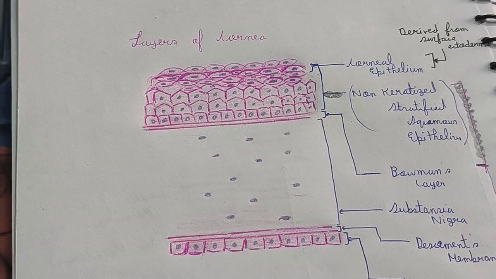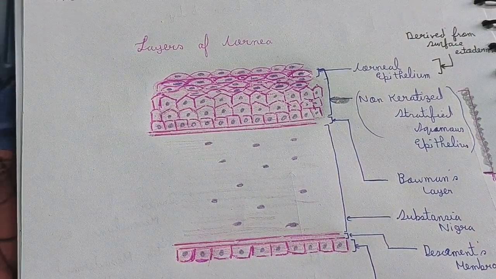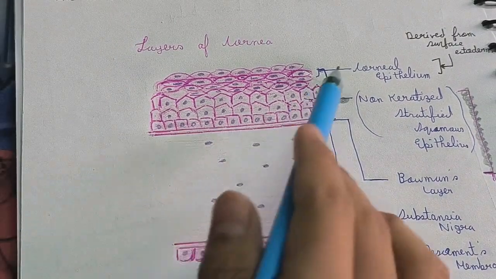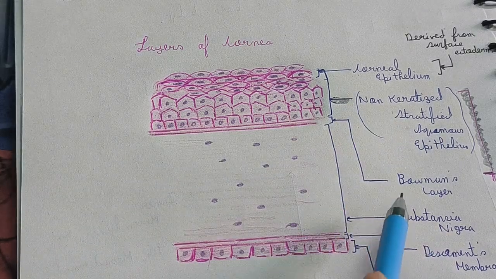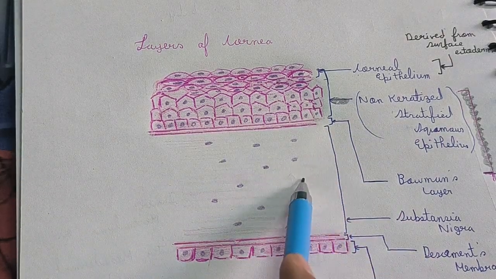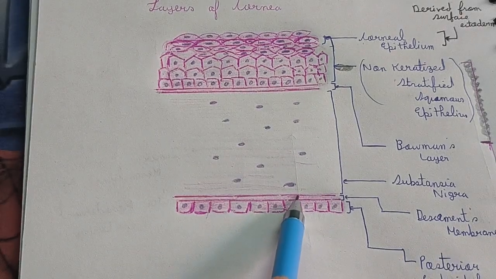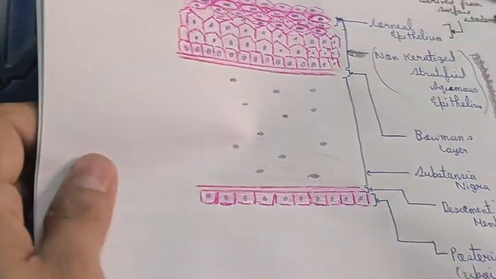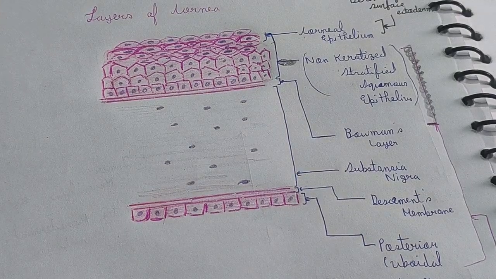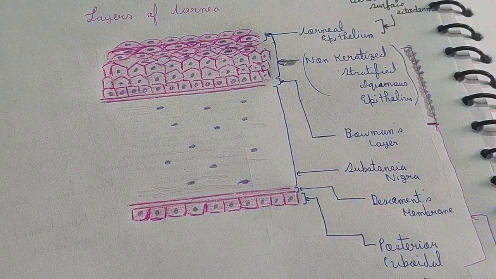Now these are the layers of the cornea. Basically there are 5 layers: corneal epithelium, basically non-keratinized stratified squamous epithelium, Bowman's layer, substantia propria, Descemet's membrane, and posterior cuboidal epithelium. All these 5 layers you will have to study in histology also.